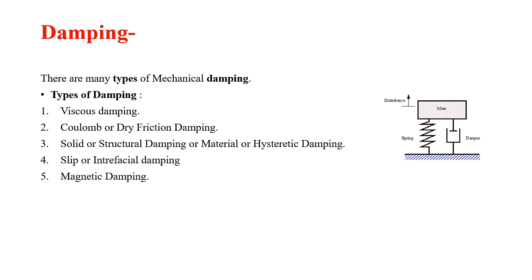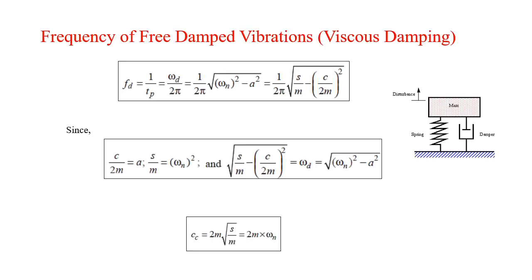Now the types of damping we have seen are 5 types: viscous damping, Coulomb's damping, solid or structural damping, interfacial damping and magnetic damping. So we have seen all these 5 types in detail, and we have seen how to find the natural frequency of free damped vibrations in case of viscous damping.